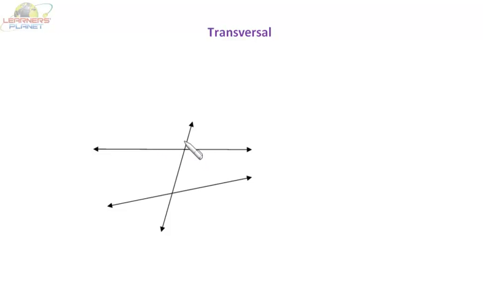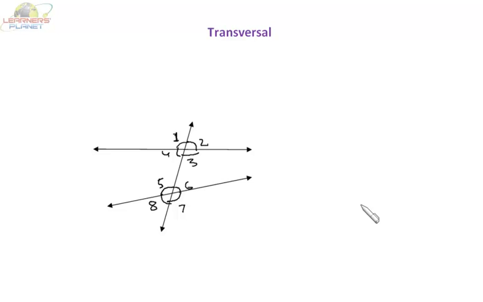Now first of all, initially we give them the names angle 1, 2, 3, 4, 5, 6, 7 and 8. These are the 8 angles which are formed when a transversal cuts two lines. Now just listen to me very carefully.